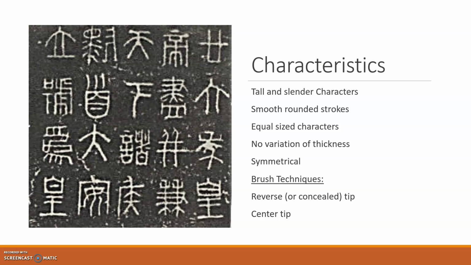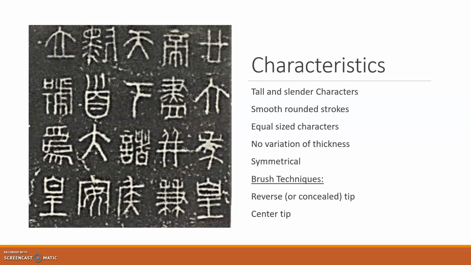So, what are some characteristics of seal script? The characters are rectangular, very tall and slender. Their strokes are smooth. There aren't any angular strokes in seal script. The characters are also all equally sized, and there's no variation of thickness.